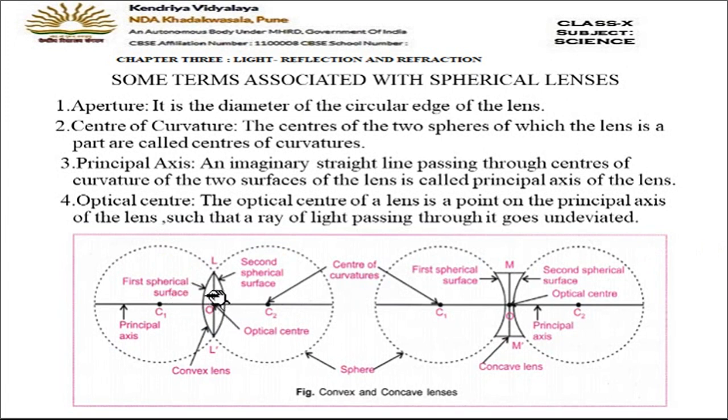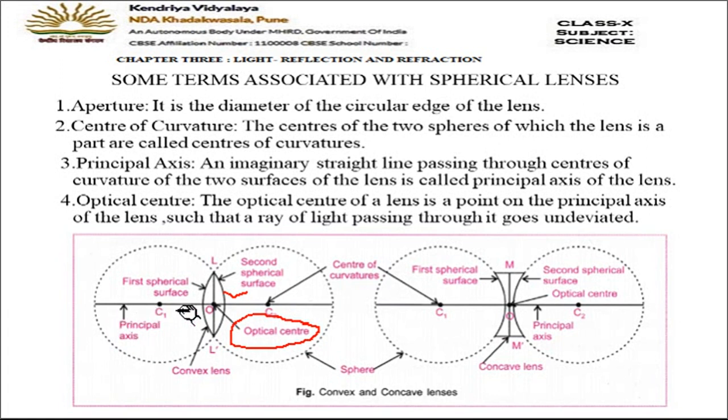This is the first spherical surface and this one is the second spherical surface. You can also observe here that there is a point located in the center of the lens. The center of the lens is known as the optical center, and it is represented by the capital letter O.